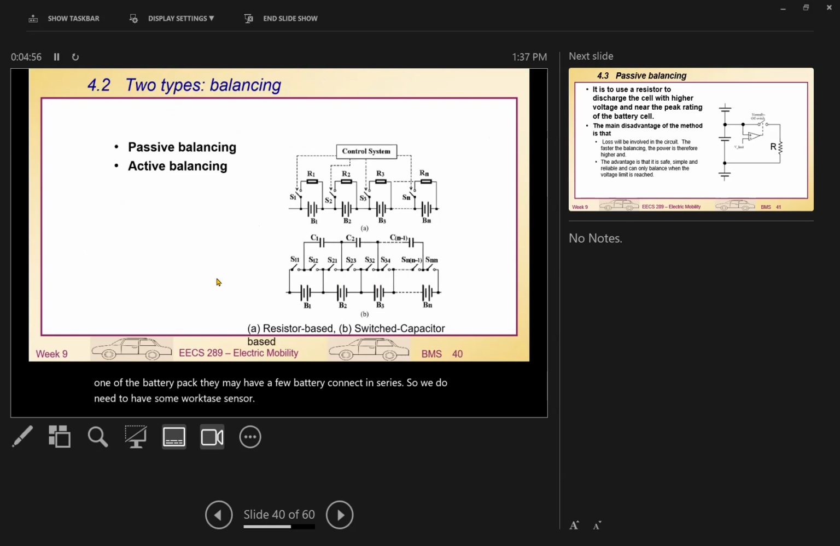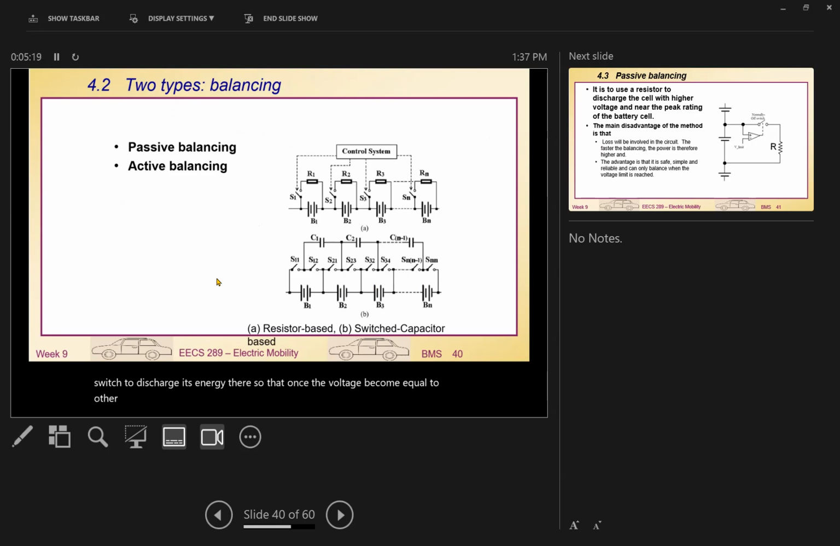So here we have one example. We are using some kind of simple method to transfer the charge. Like in the first case, we are using passive. Passive means we're using resistor. In case any voltage or any cell is higher than the others, we just turn on the switch to discharge its energy there, so that once the voltage becomes equal to the others, we stop.